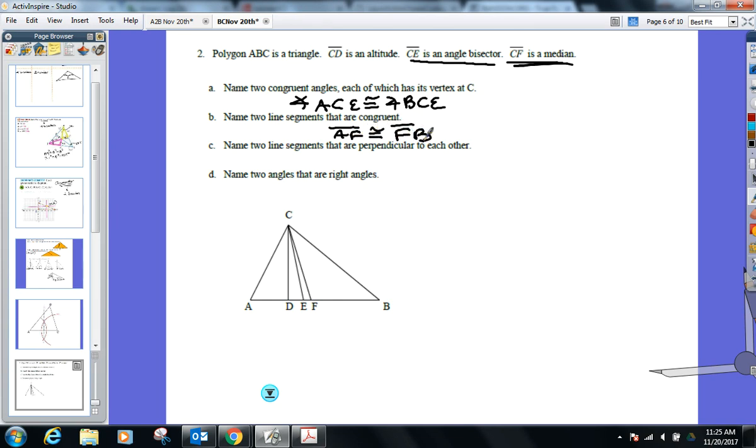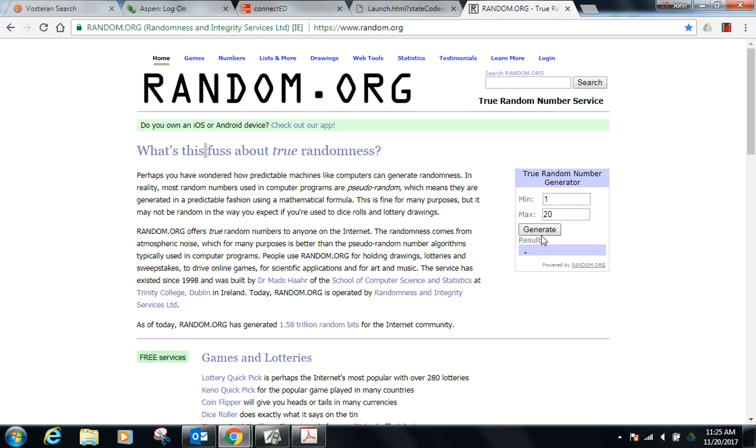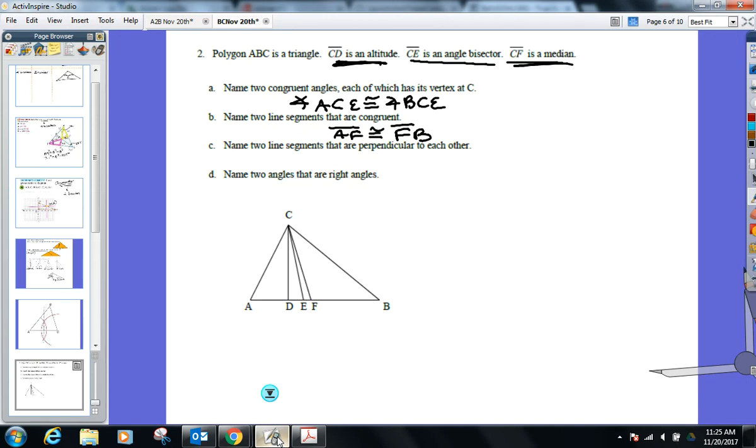Name 2 segments that are perpendicular. That came from CD being an altitude. So what 2 line segments are perpendicular? 10? CD, perpendicular to AB. Got it?